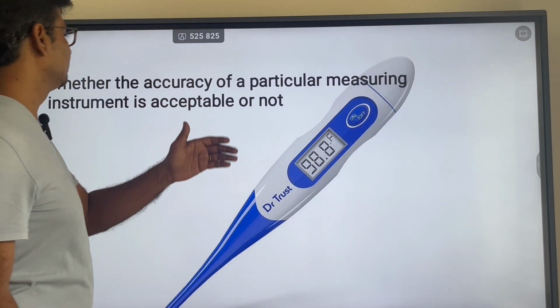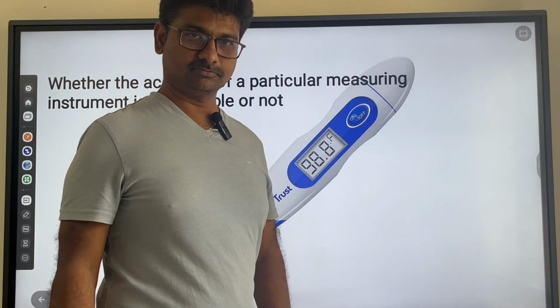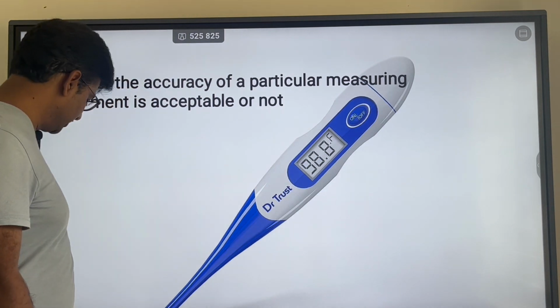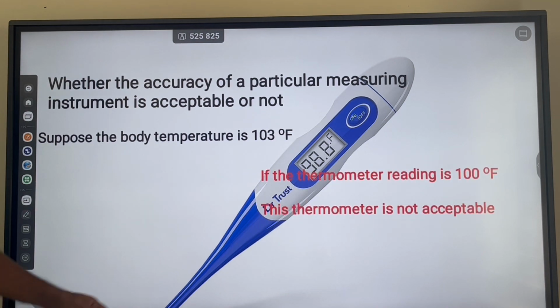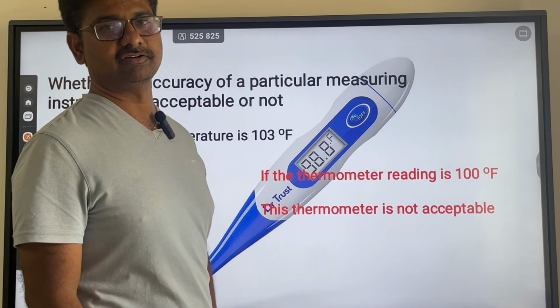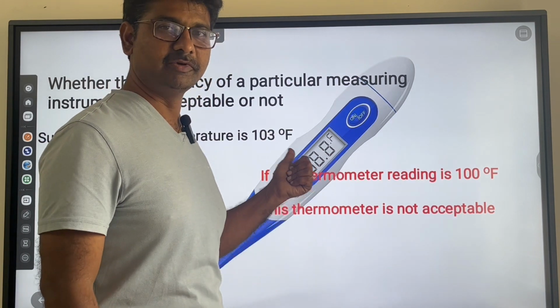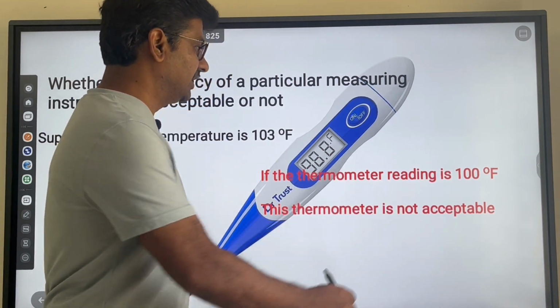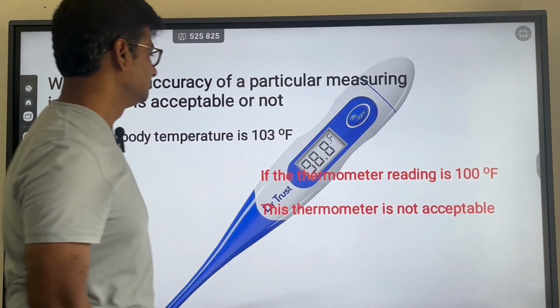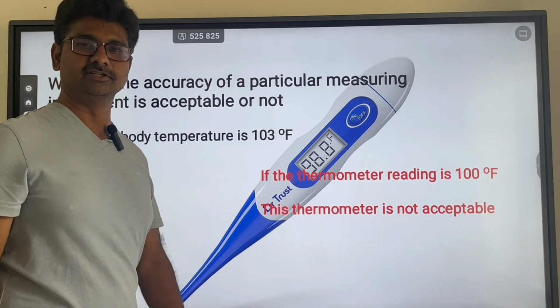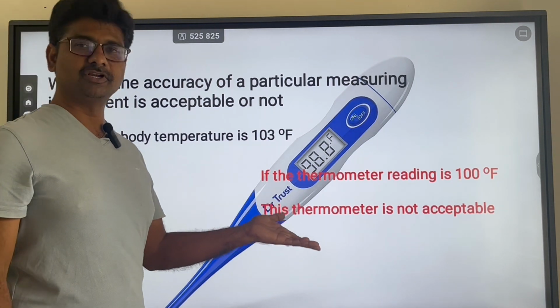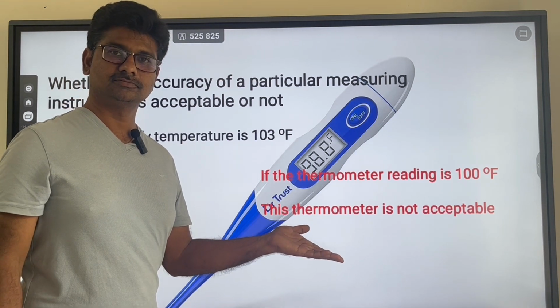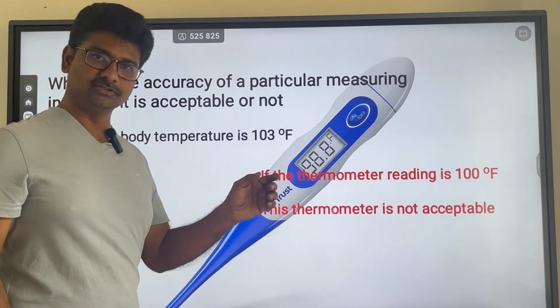Whether the accuracy of a particular measuring instrument is acceptable or not. Suppose I have a thermometer. Suppose the body temperature is 103 degrees Fahrenheit. If this particular thermometer reads a measured value of 100 Fahrenheit, but the actual temperature is 103 degrees Fahrenheit, now this thermometer is not acceptable, right? You're getting my point?